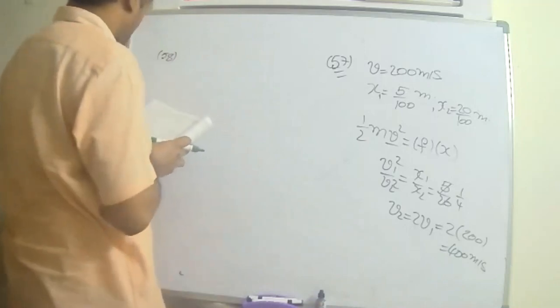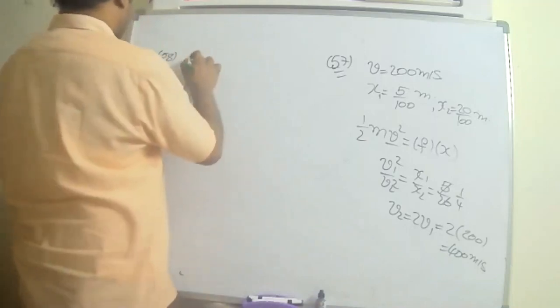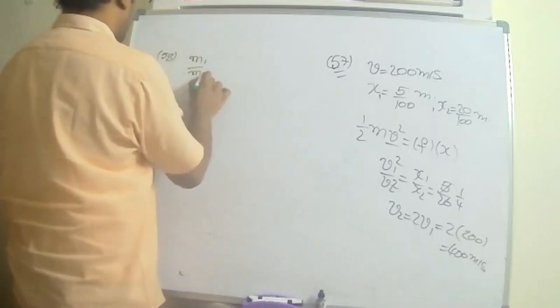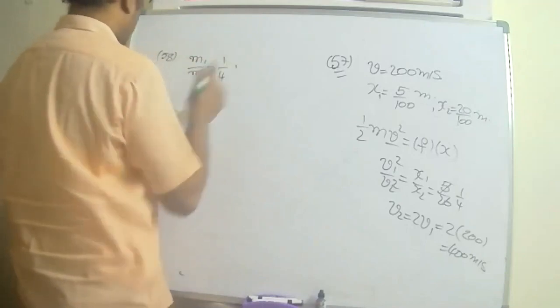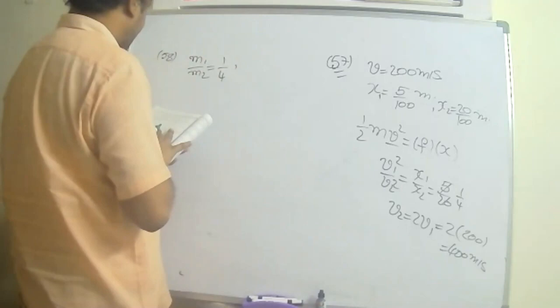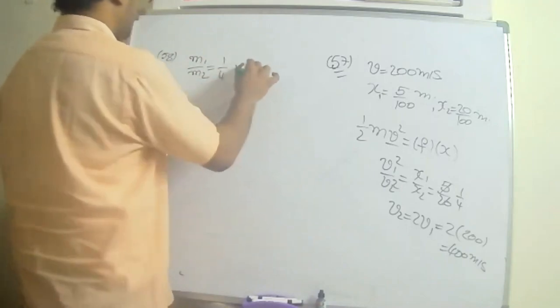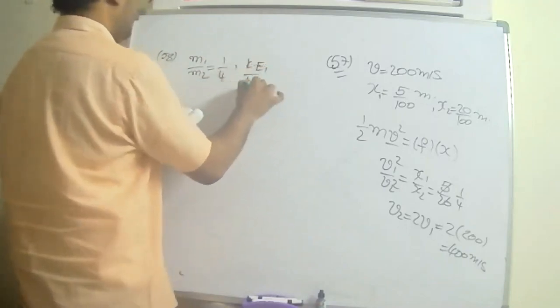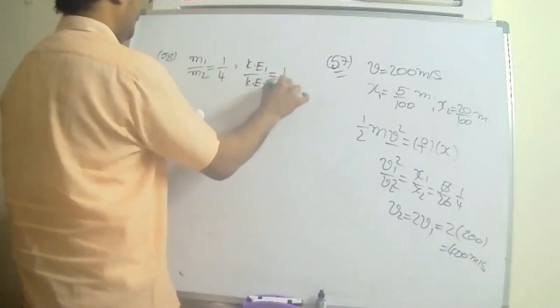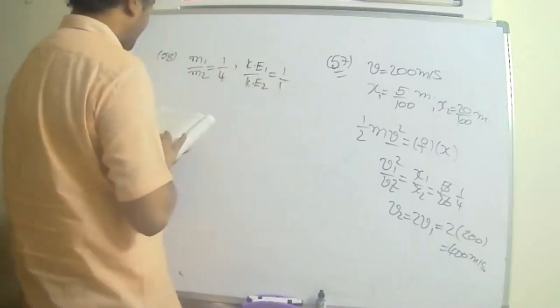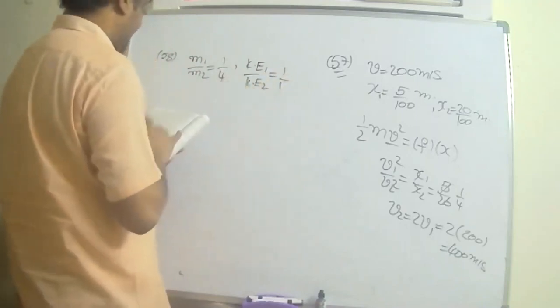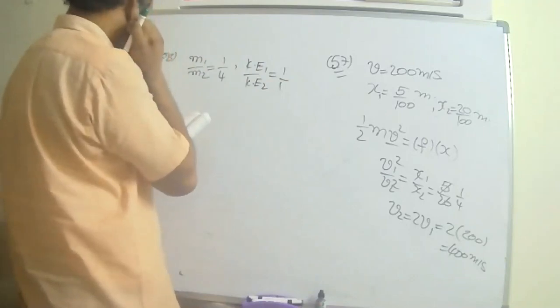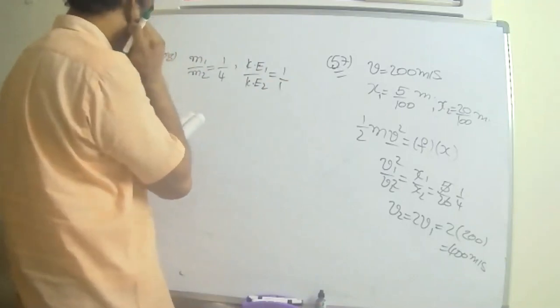Two bodies, one 4 times heavier than the other. So m1 by m2 is equal to 1:4. Moving with same kinetic energy, are subjected to equal retarding force. The lighter body stops in 5 centimeters. Distance traveled by the other body is?